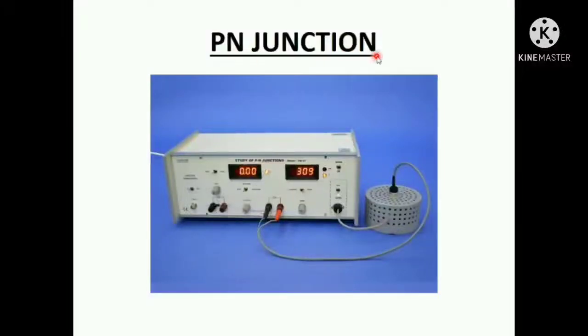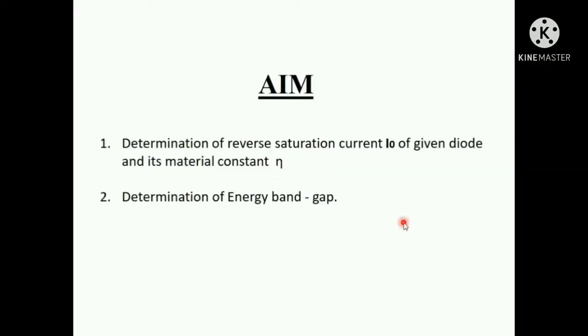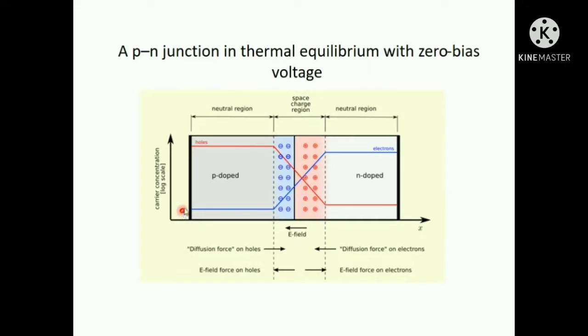Hello friends, today we will be performing an experiment of PN junction. The aim of the experiment is to determine the reverse saturation current of a given diode and to find out the material constant eta. We also will be finding the energy band gap. A PN junction plays an important role in the semiconductor industry. This is the building block of most of the semiconductor devices like transistors, solar cells and integrated circuits.